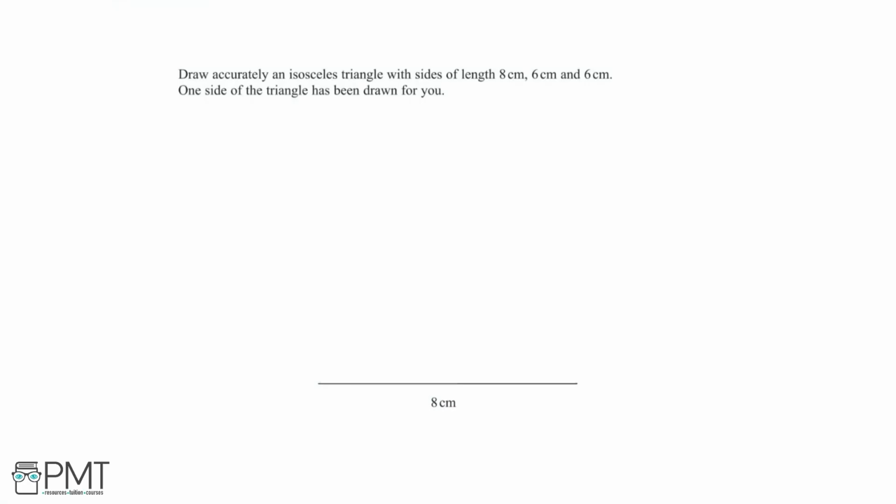In this question, we need to accurately draw an isosceles triangle with side lengths 8 cm, 6 cm, and 6 cm. One side of the triangle has already been drawn, and we can see that we have a base of 8 cm. Now to draw this triangle, we're going to need a ruler and a compass, and so we can use a different whiteboard to help us do this. Now we have our base of 8 cm.